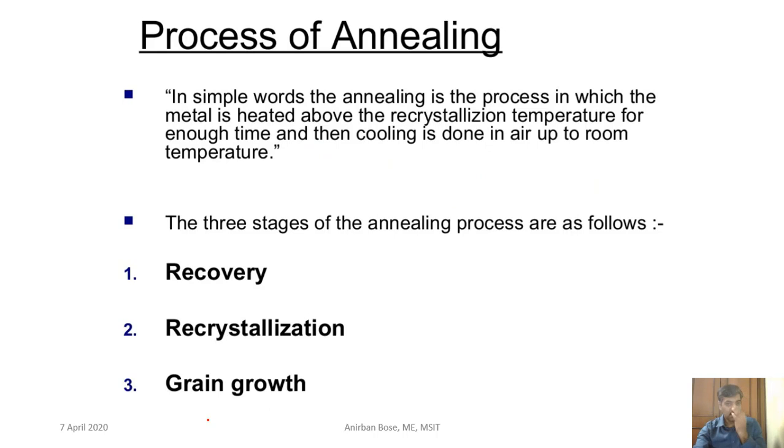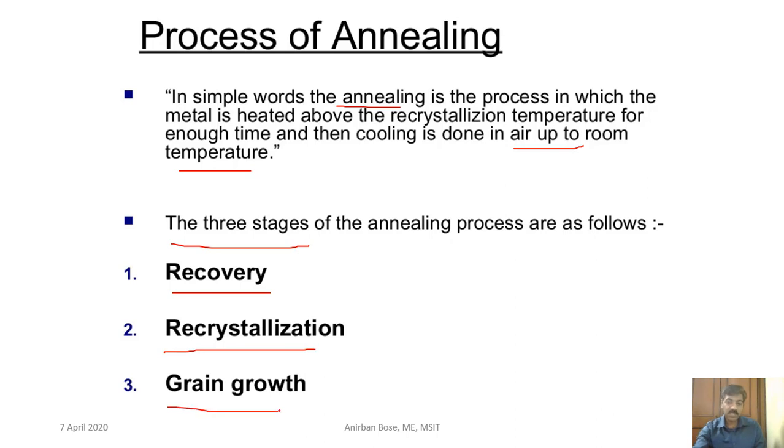Now the process annealing, we'll see this in detail. This is an annealing process in which the metal is heated above the recrystallization temperature for enough time, then cooling is done in air up to room temperature. Okay, we'll understand this process. Actually there are three stages in the process annealing: recovery, recrystallization, and grain growth.